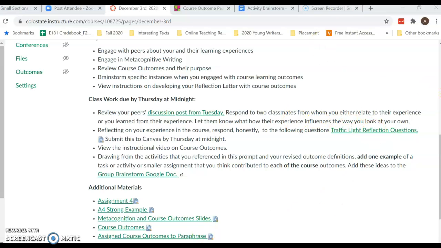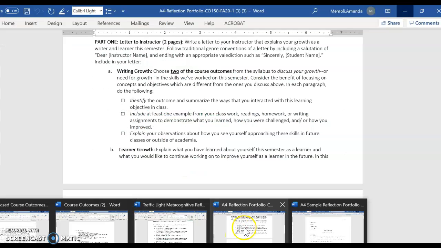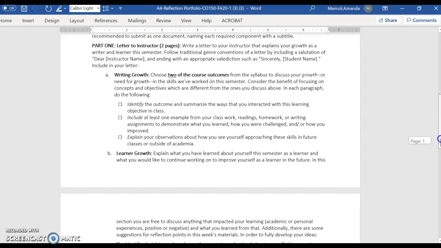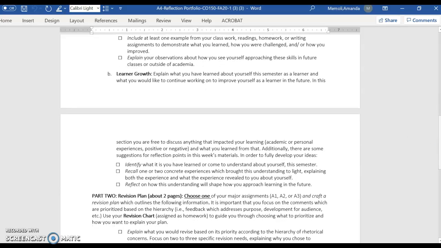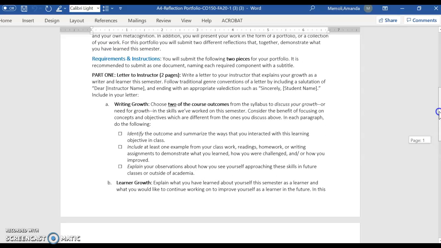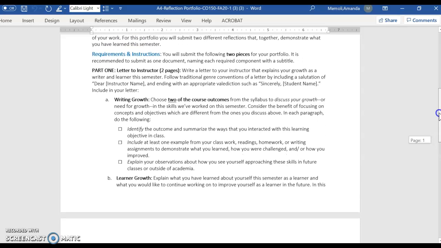So now that we've gone through what is leading up to this and why, I want to take a moment to return to the assignment sheet that we looked at last class, and just kind of remind you about how this all fits together. So we will be getting to the revision plan next week. This week we're focusing on your reflection.